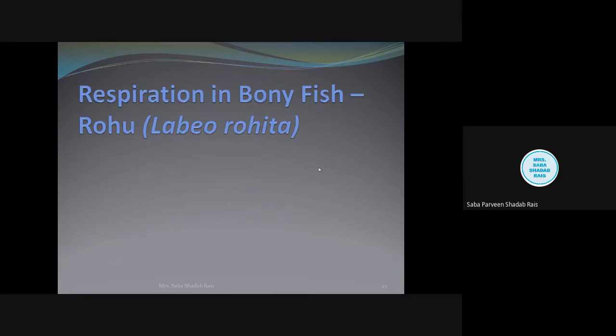Cartilaginous fish like sharks do not have this operculum. This operculum acts as a pump. For that particular reason, bony fish can breathe without necessarily moving forward in the water. Otherwise, the cartilaginous fish have to keep moving continuously so that they can breathe.